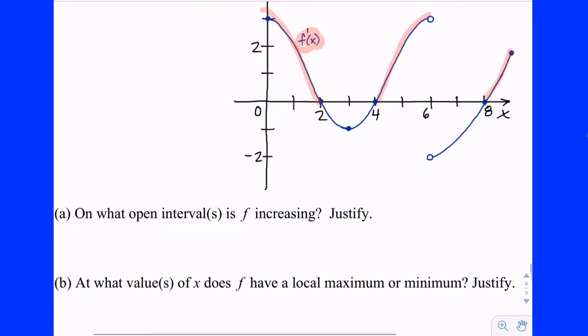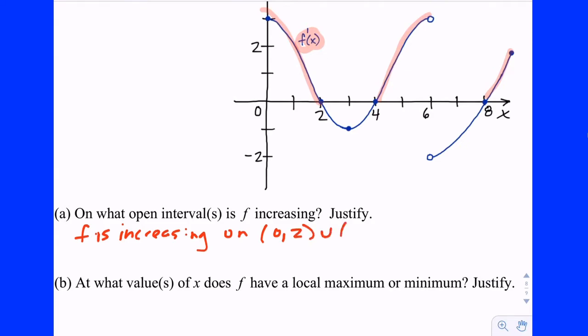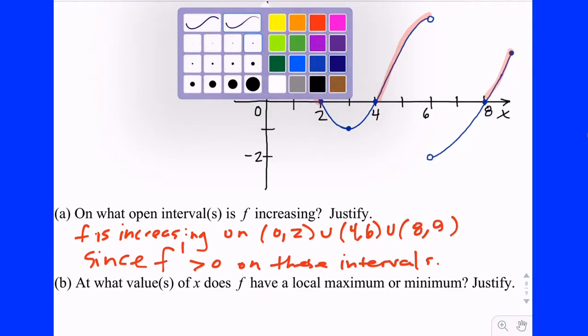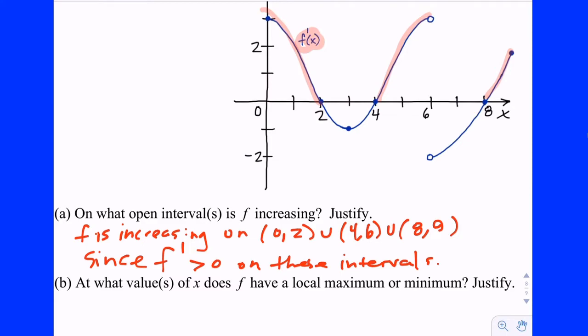On the open intervals, f is increasing on the open interval from 0 to 2, union 4 to 6, union 8 to 9. Justification, since what? F prime is greater than 0 on these intervals. On these intervals. And not somewhere else. All right. Any questions on that? That was kind of like the previous example.